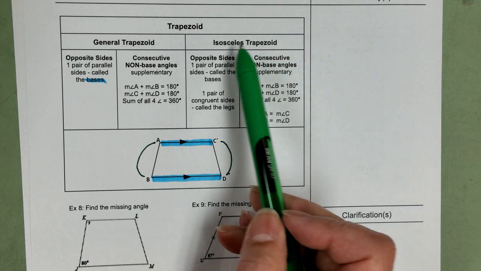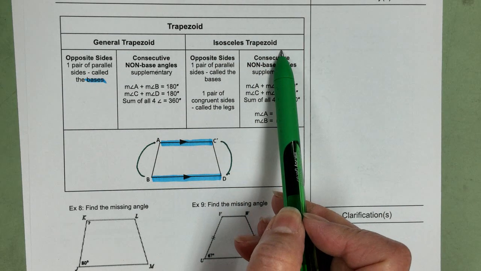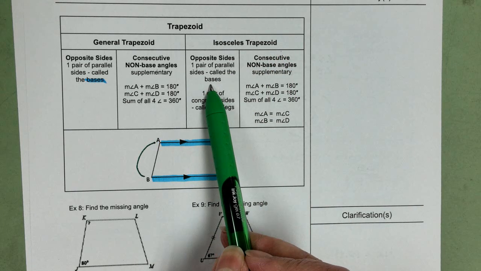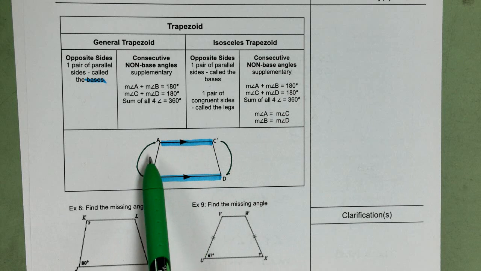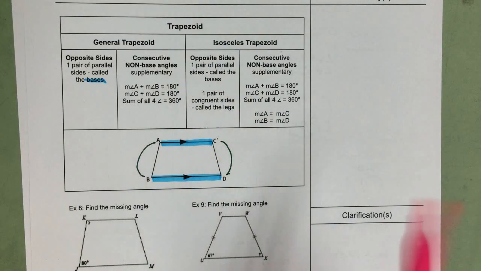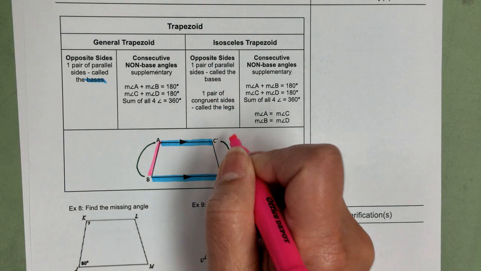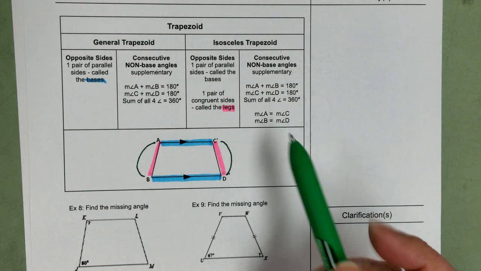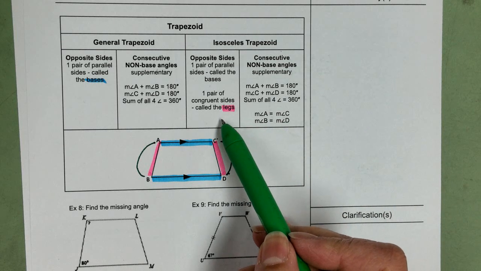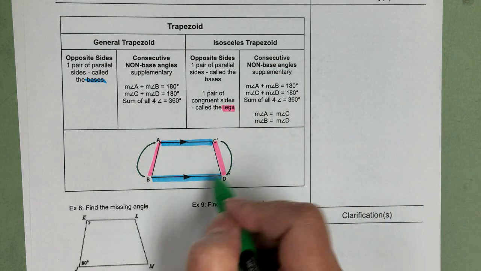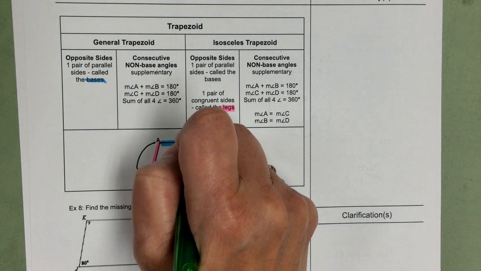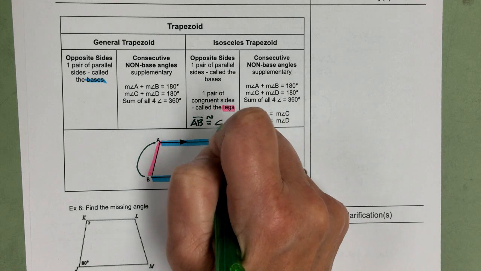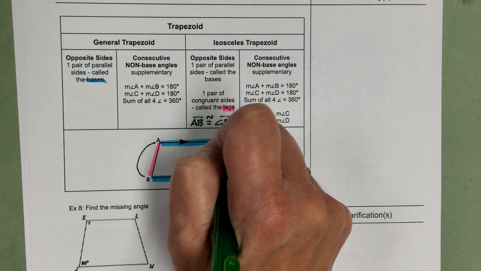Now, we create an isosceles trapezoid. We have our parallel sides called the bases, but now the sides that are not the parallel sides, these are called the legs. And in an isosceles trapezoid, the legs are congruent. So in this case, if this was an isosceles trapezoid, side AB would be congruent to side CD.